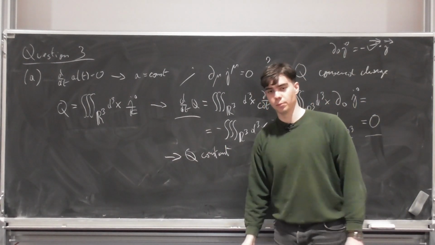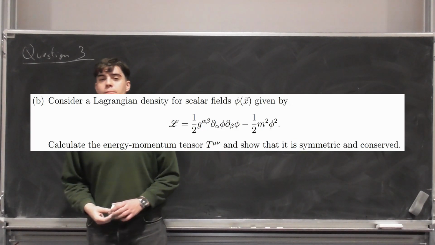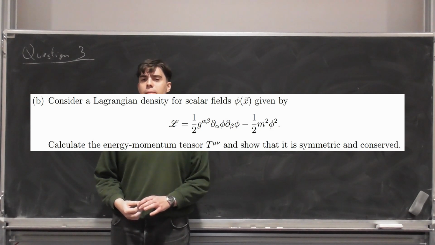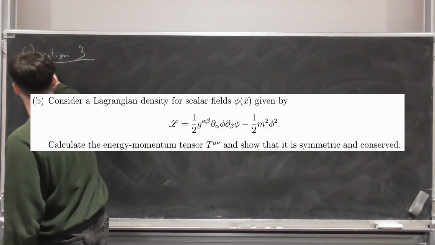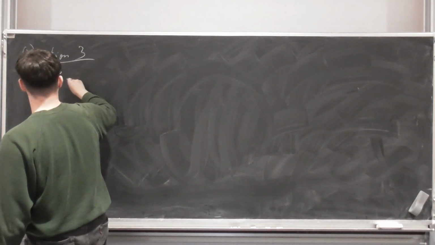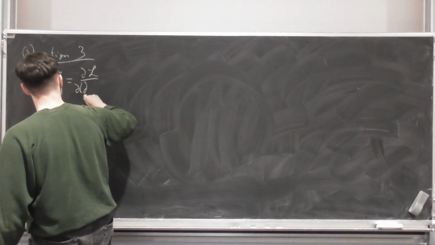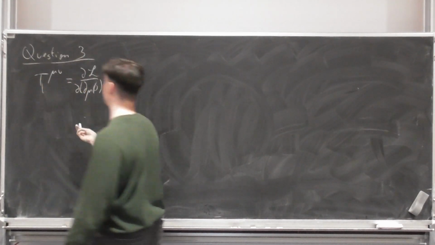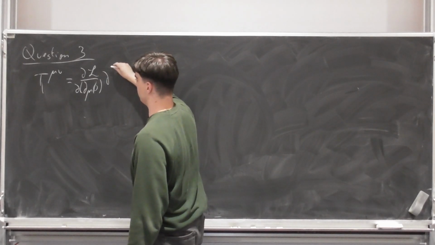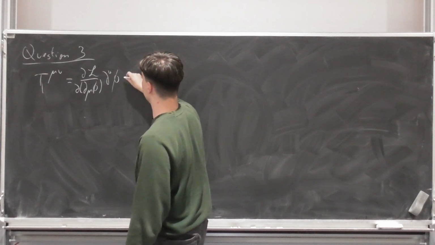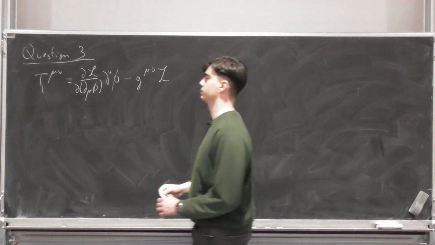Okay, now we're going to do part B. So in part B, we are tasked to find the energy momentum tensor and show that it is symmetric. So the first thing that you would need to know when you're going into the exam is that T mu nu is defined as the following. It's the derivative of the Lagrangian density with respect to the derivative of the field in the Lagrangian times d nu phi minus g mu nu times the Lagrangian.